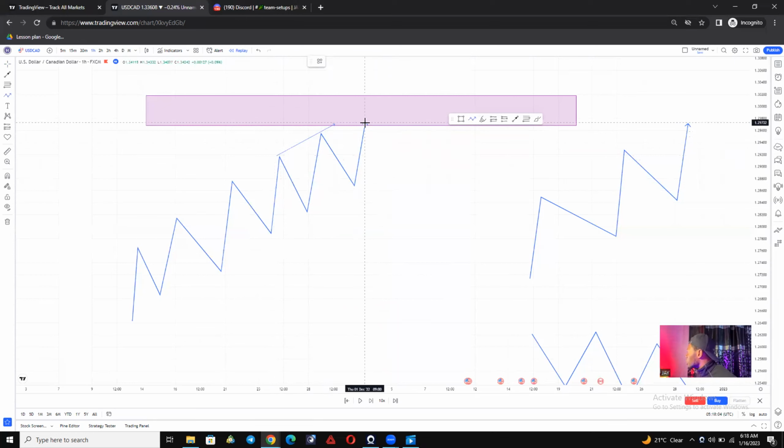And the next thing we see is we want to wait out for change of character to occur. So whenever change of character occurs, I'm now certain and my confidence for the trade is over 100%, right? The price is likely to sell off from this area of supply.